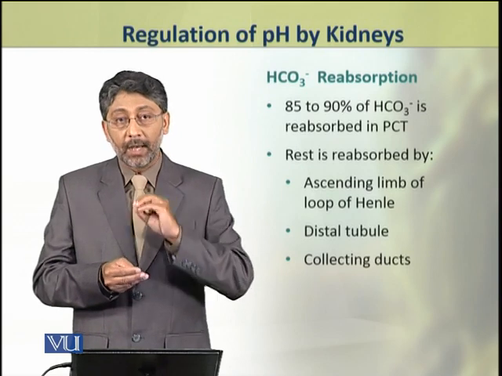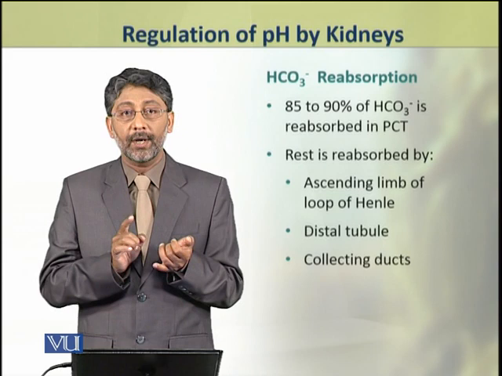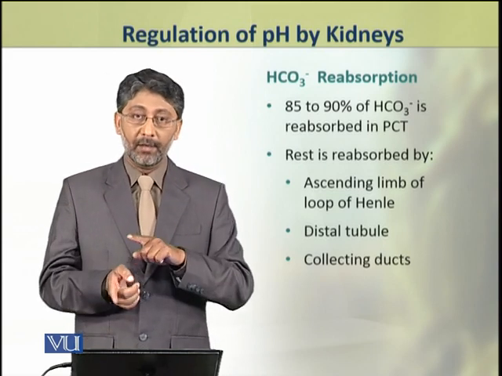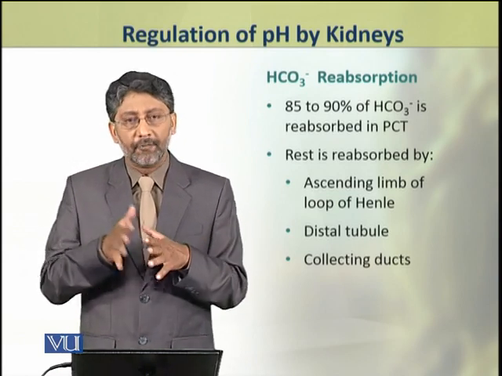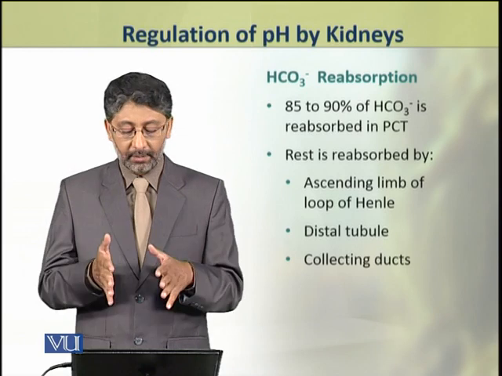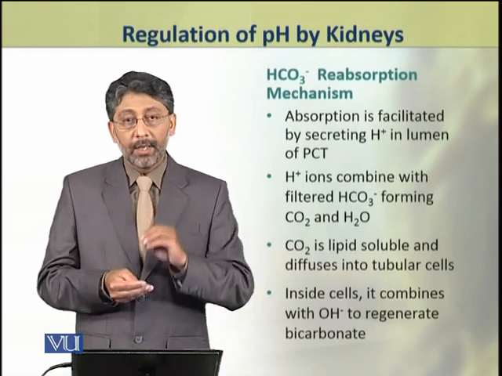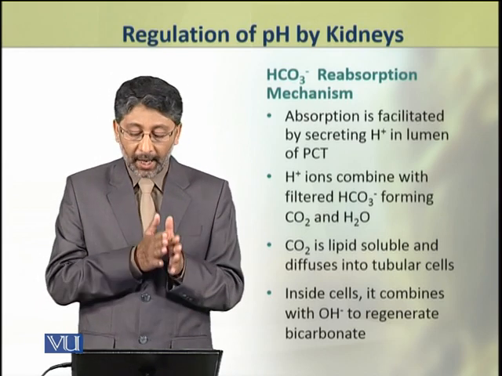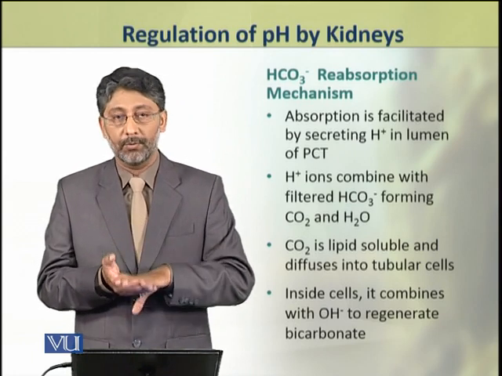Out of this reabsorption, 85 to 90% of bicarbonate reabsorption occurs in the proximal convoluted tubule, while the rest are reabsorbed by the ascending limb of the loop of Henle, distal tubule, and the collecting ducts. Reabsorption is facilitated by secreting hydrogen ions in the lumen of the proximal convoluted tubule.